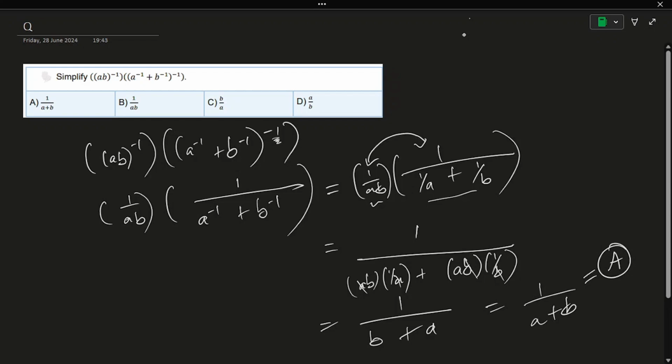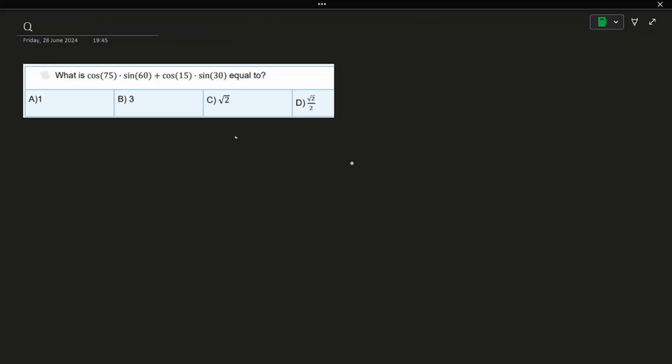Now let's move on to the next question. The next question says, what is cos 75 multiplied by sine 60 plus cos 15 sine 30? I find it easy to write the trig identities with smaller angles. In other words, we have cos 75 sine 60 plus cos 15 sine 30, right?